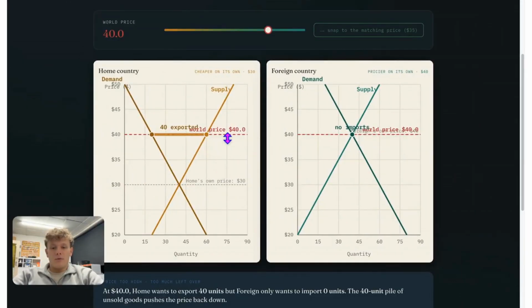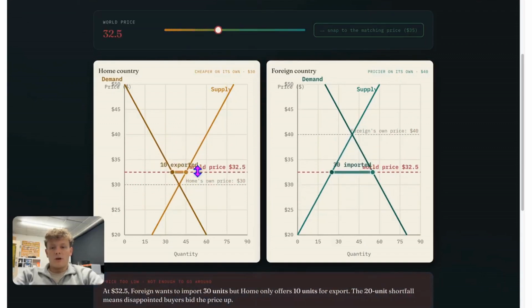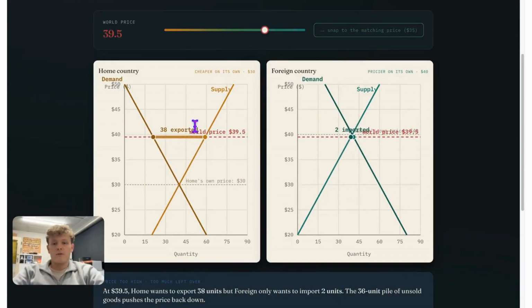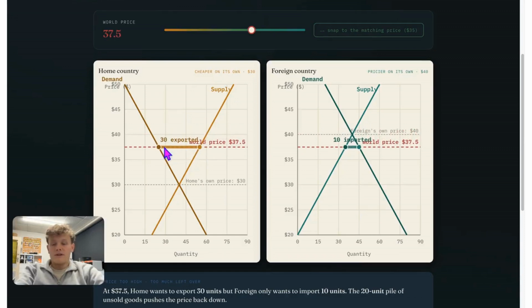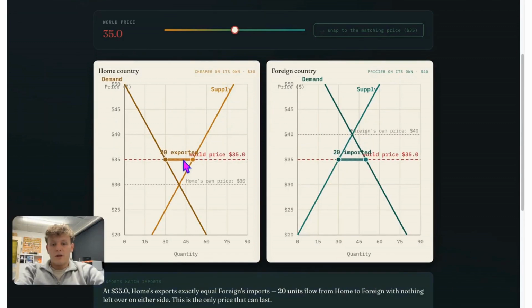Now we've got a little app that we've built here to show what would happen at each price. So here's two countries, a home country and a foreign country. And we can see that if we put the price too high, then we export too much from the home country and we don't demand enough in the foreign country. But as the price lowers and lowers, the distance decreases in the home country and increases in the foreign country until we get to 20 exported, 20 imported. The sweet spot, this would be our world price at $35.